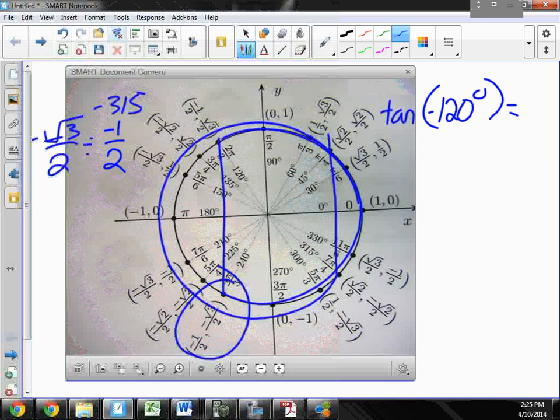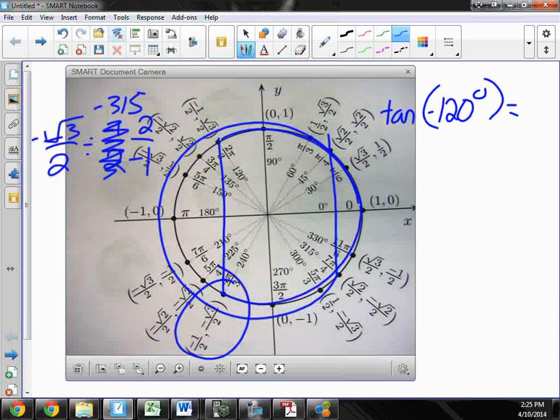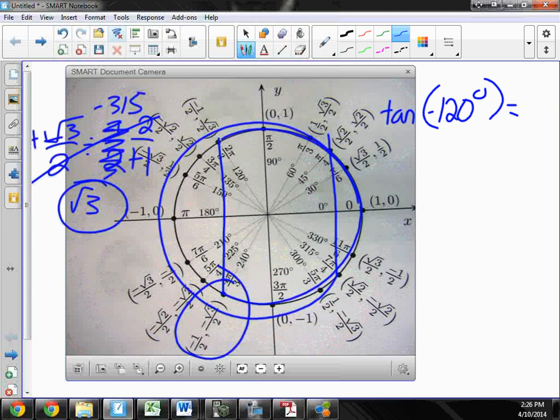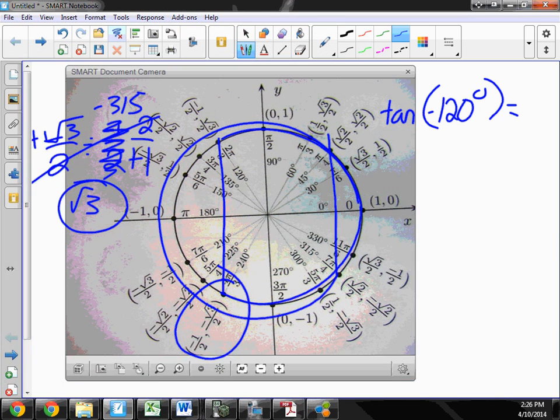How do we divide two fractions? Flip and times. So 2 over negative 1. Negatives cancel. The 2's cancel. Wow. So it's just root 3. So the tangent of negative 120 is just root 3. Does that make sense? Let's do some radian measures.